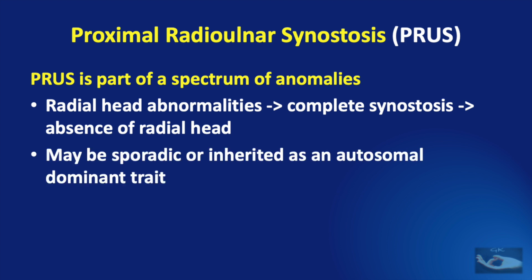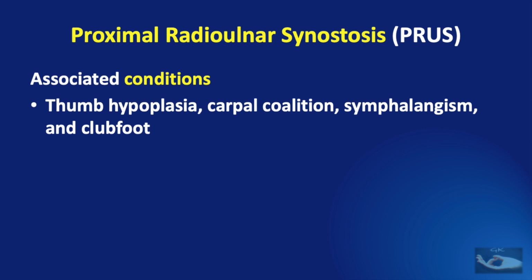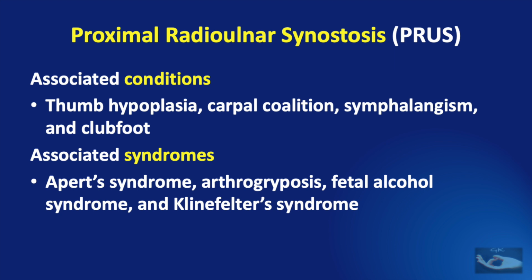It may be sporadic or inherited as an autosomal dominant trait. It could be associated with conditions like thumb hypoplasia, carpal coalition or synostosis, symphalangism, and even clubfoot. And it could be associated with syndromes like the Apert syndrome, arthrogryposis, fetal alcohol syndrome, and Klinefelter syndrome.